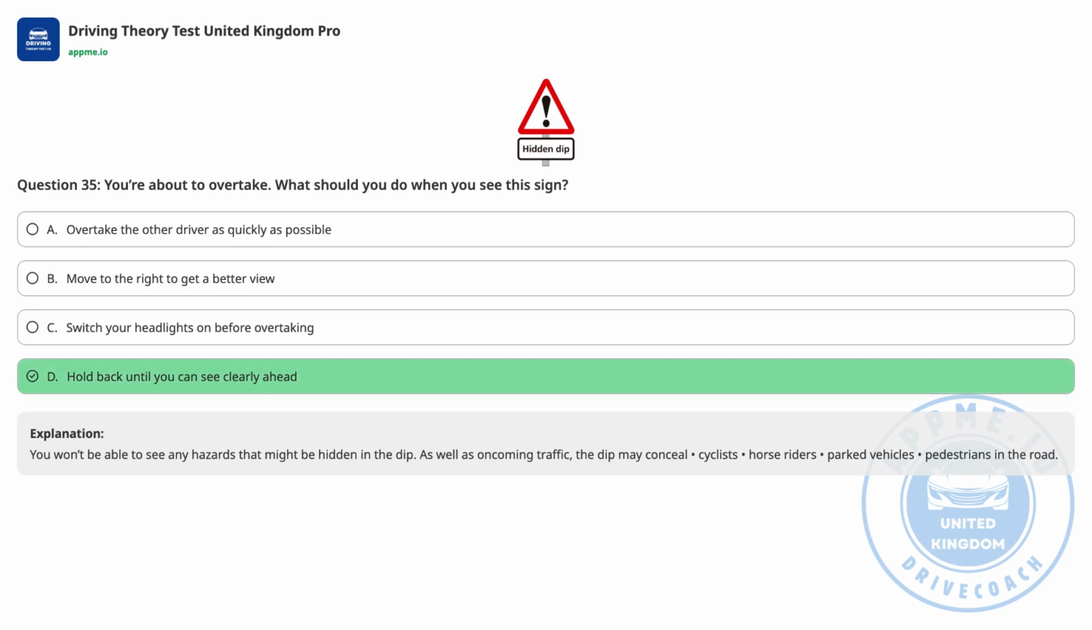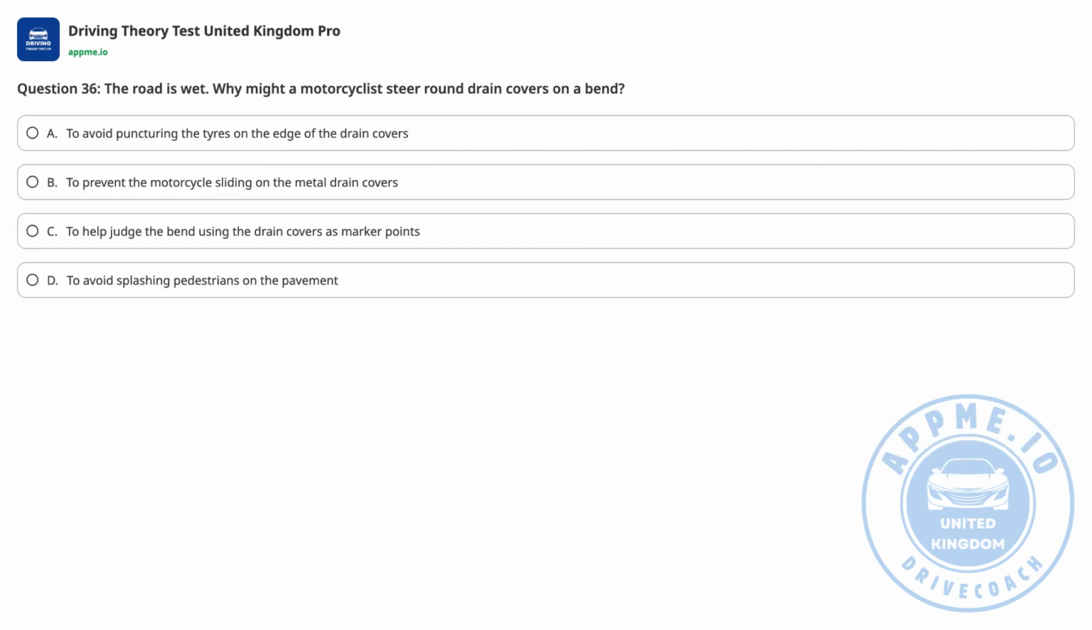The correct answer is D. Question 36. The road is wet. Why might a motorcyclist steer round drain covers on a bend? A. To avoid puncturing the tires on the edge of the drain covers. B. To prevent the motorcycle sliding on the metal drain covers. C. To help judge the bend using the drain covers as marker points. D. To avoid splashing pedestrians on the pavement.